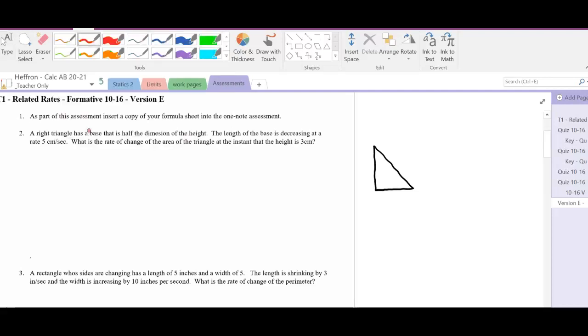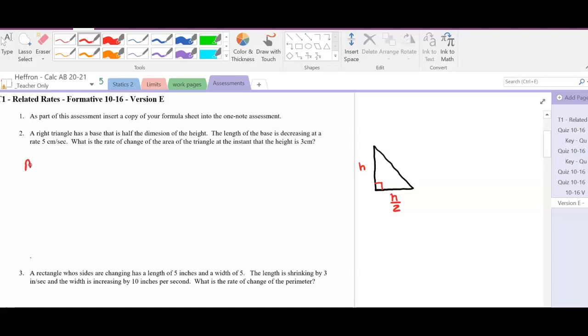So in this case, I've started with my triangle that's right because they've told me that's true. A right triangle has a base that is half the dimension of the height. So we could call this base and height, but I think I would rather just call it height. And then since base is half the height, we're going to call this h over 2. Now all of a sudden we just have one variable.